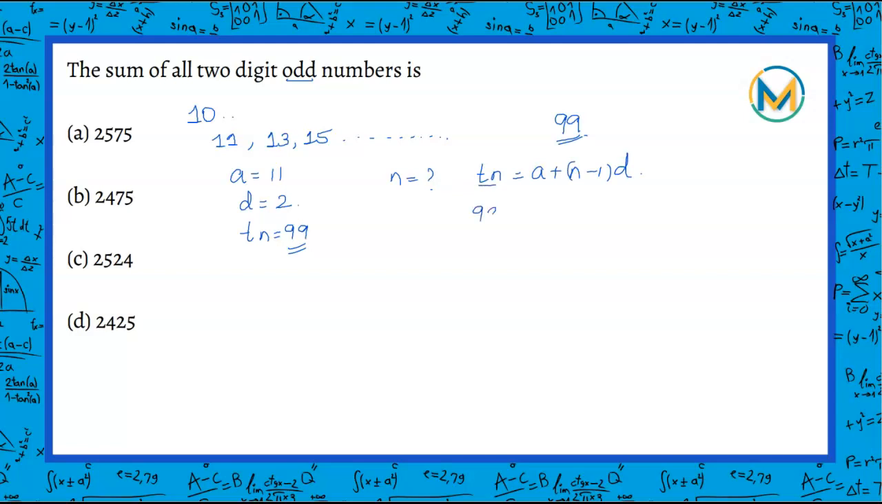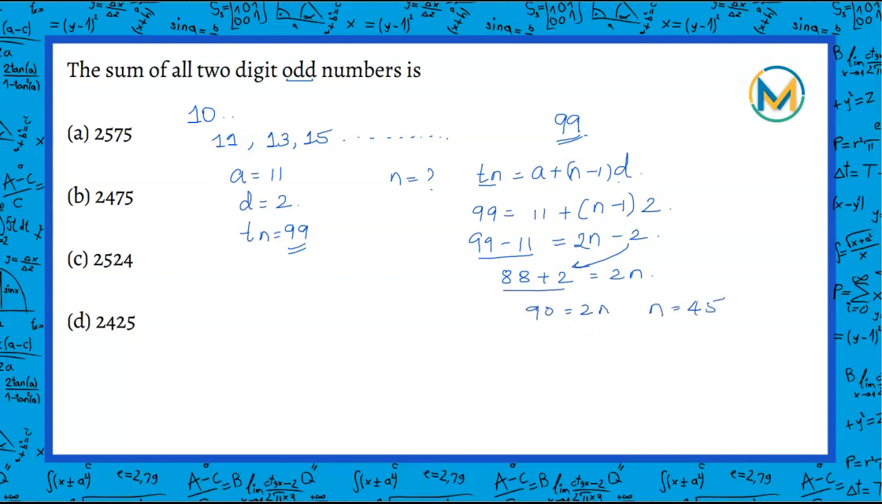So Tn is 99. 99 = 11 + (n - 1) × 2. So 99 minus 11 is equal to 2n minus 2. This becomes 88. This 2 comes to this side, so it becomes plus. So here you have 90 = 2n, so n = 45. So we have a total of 45 terms.